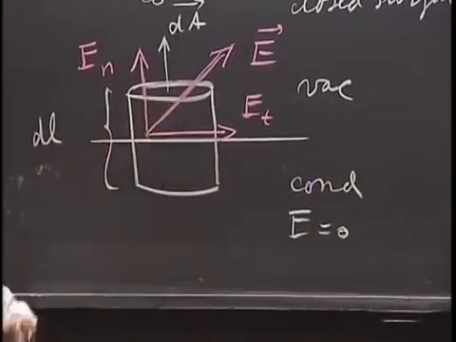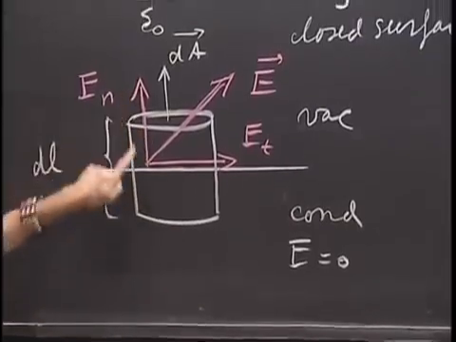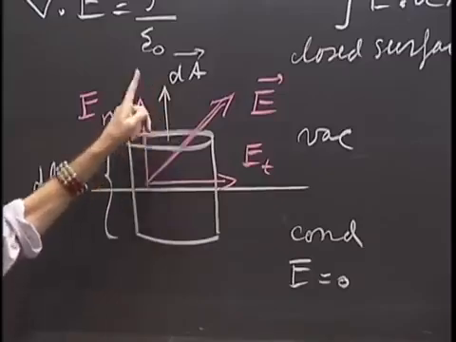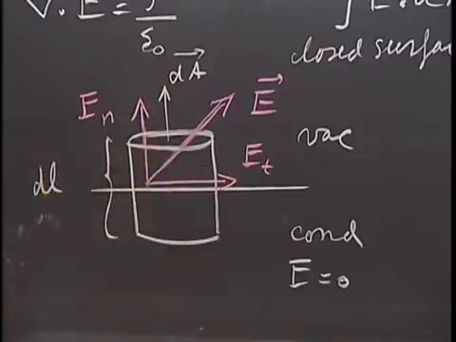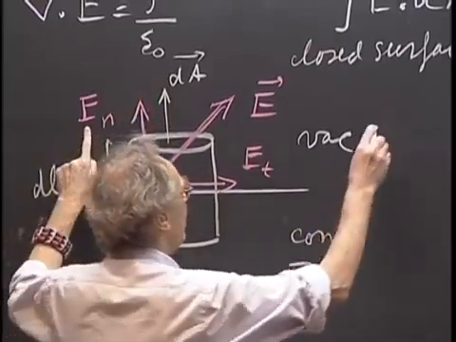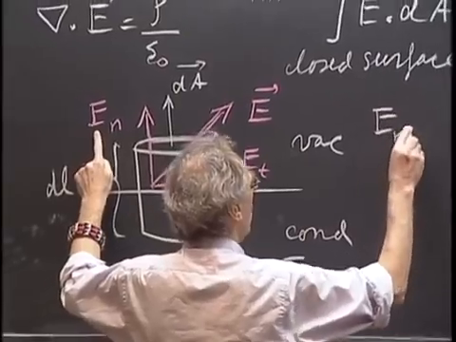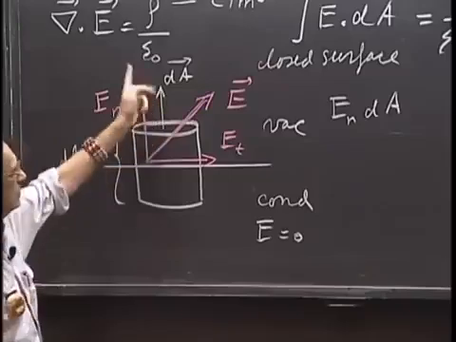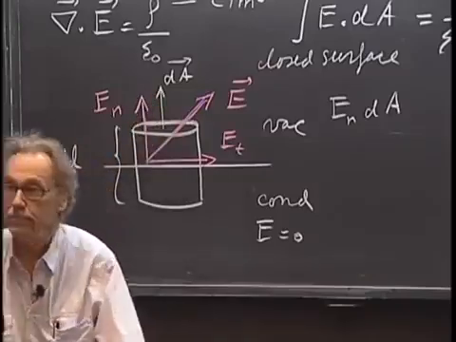On this surface here, only E of n contributes, because E of t is in the plane, so the dot product between this vector and this vector is 0. So I get as my first contribution E of n times dA. That is the flux leaving that surface.